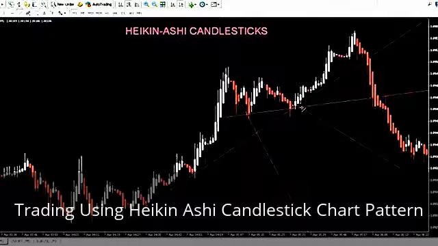You have to practice them, and they don't have to look perfect. I'm really sloppy with them, low key. It's just about practicing drawing them and then demoing it until you get very comfortable with your entries to go live with it. But you can't really go wrong with this, especially with Heikin Ashis.